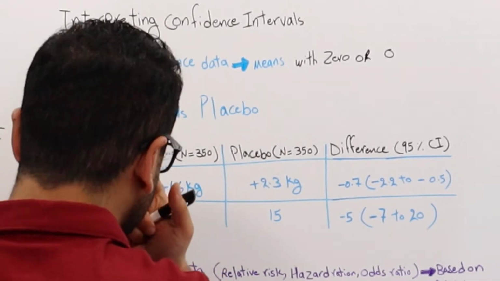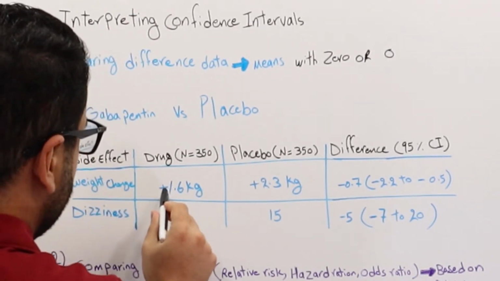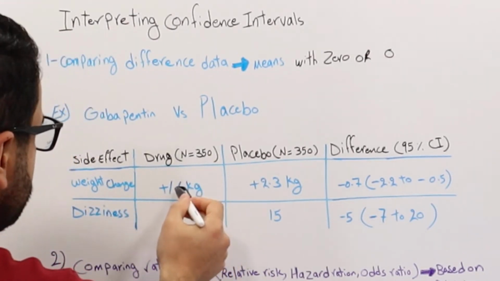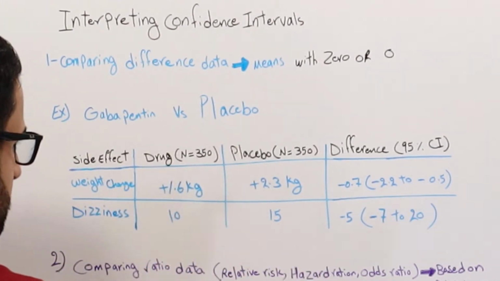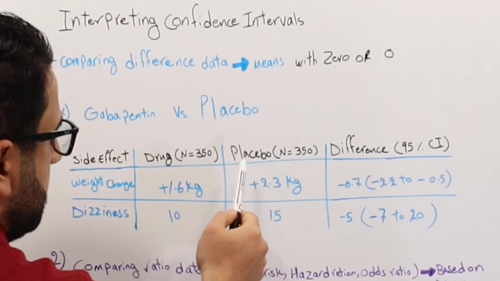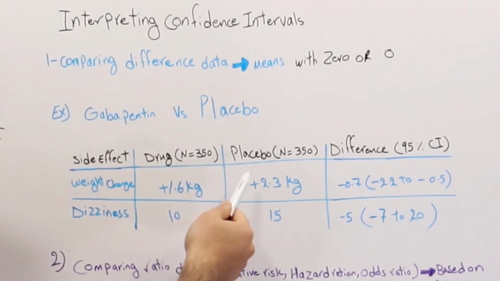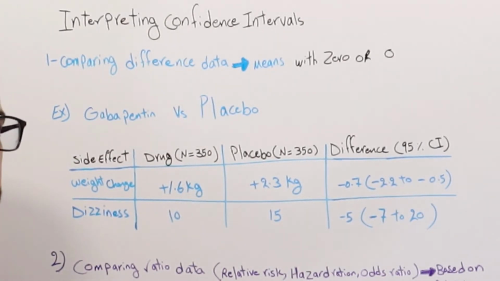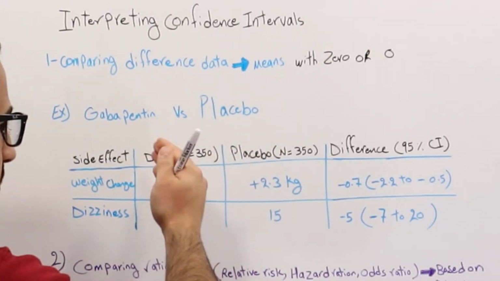So let's look at this first. Over here, weight change is plus 1.6 kilograms. So basically, when they took gabapentin, the patients, individuals who participated in the study, increased by 1.6 kilograms. In placebo, increased by 2.3 kilograms. So obviously placebo increased way more than the gabapentin. Now we're trying to see, is it statistically significant? Was that significant to determine that this has caused way more than this?